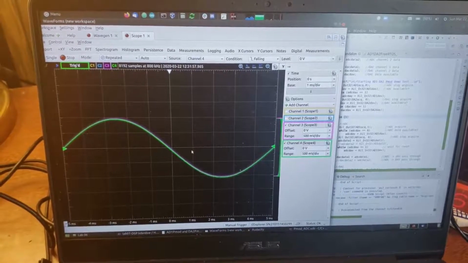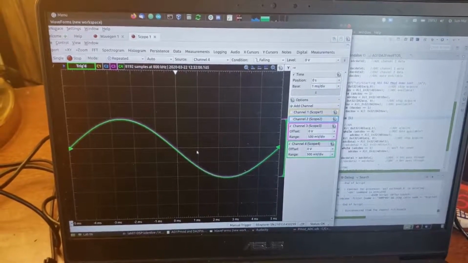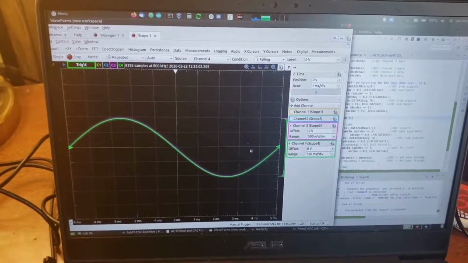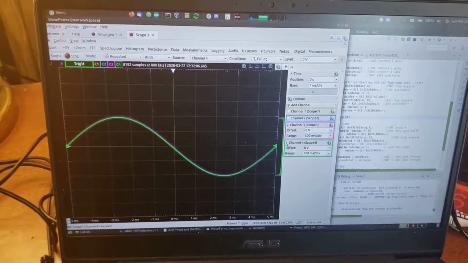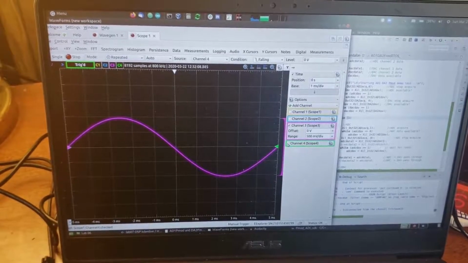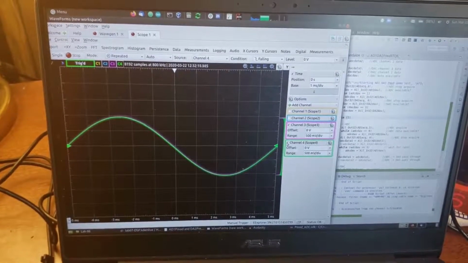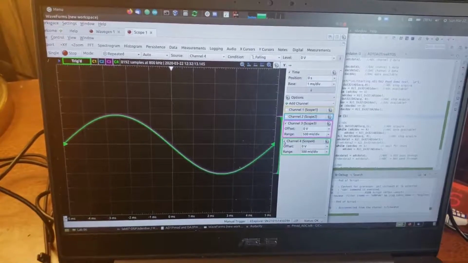You saw it flatline there. That was the code being loaded to the Zybo, and now it is just passing it through. Channel 3 is, recall that channel 3 was the output from Zybo, and channel 4 is the output from the AWG.